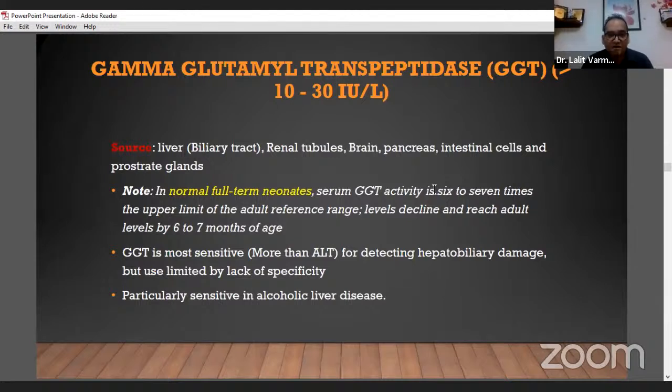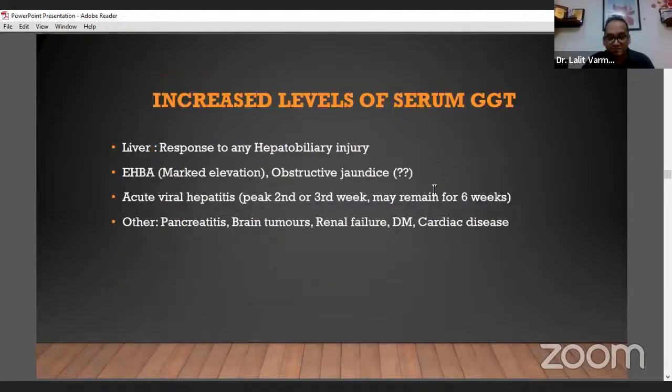Switching to GGT, so source is again liver, renal tubules, brain, pancreas, and intestinal cells. In normal full-term infants, serum GGT activity is 6 to 7 times the upper limit of the adult range. Slowly it starts to decline, and by 6 to 7 months, it comes back to normal. GGT is most sensitive, more than ALT, for detecting hepatobiliary damage, but use is limited by lack of specificity. So it's not very specific, but it is definitely most sensitive. Particularly sensitive in alcoholic liver disease.